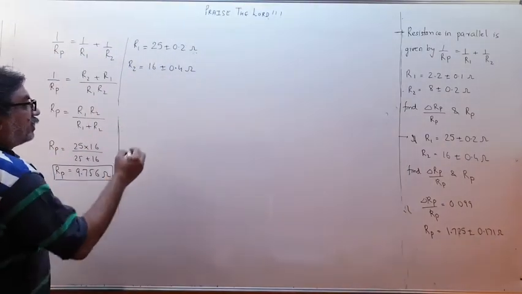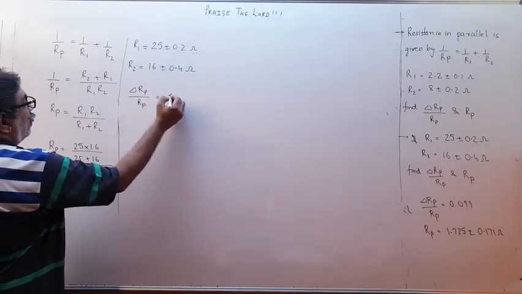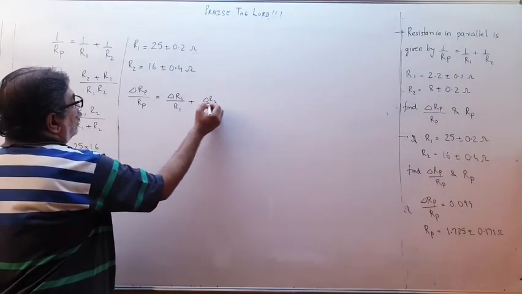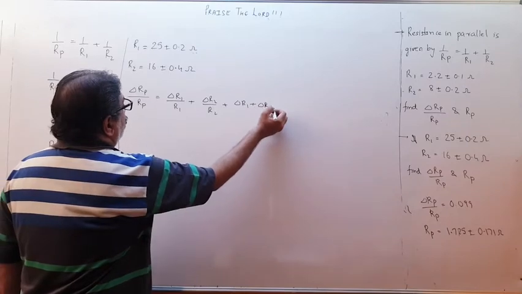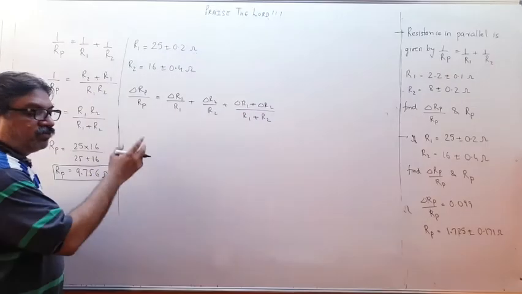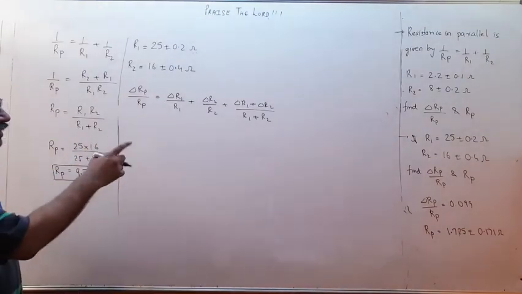Now, let us apply the first formula. Delta RP upon RP was equal to delta R1 upon R1 plus delta R2 upon R2 plus delta R1 plus delta R2 upon R1 plus R2. Please check your books. The first formula that I did. I am not writing the derivation again, but that is okay. Like this it had come.